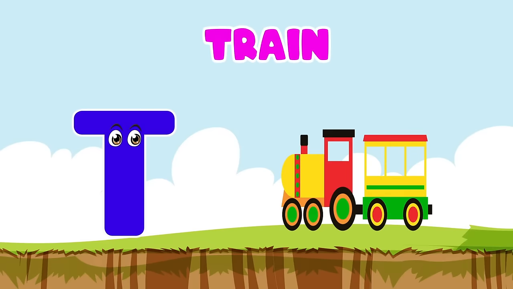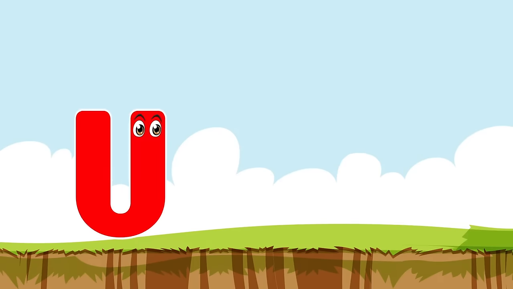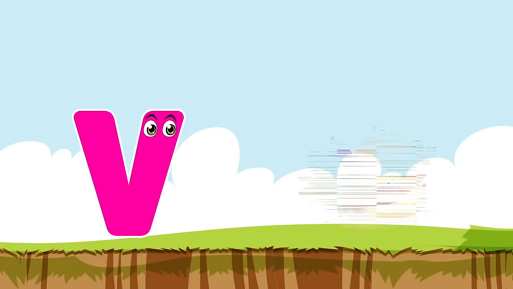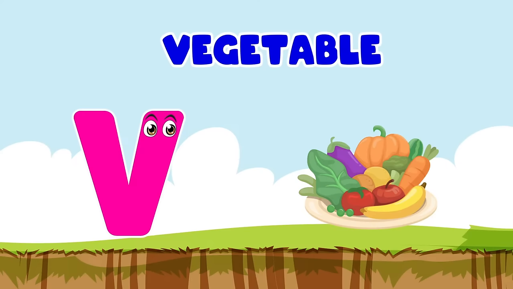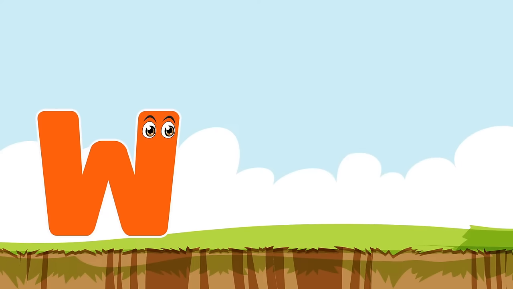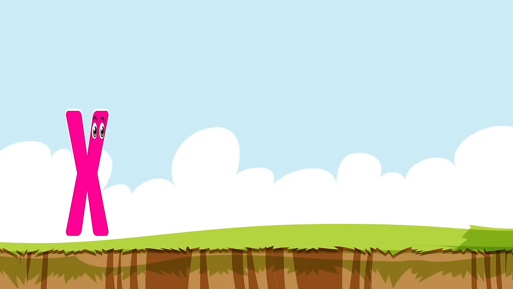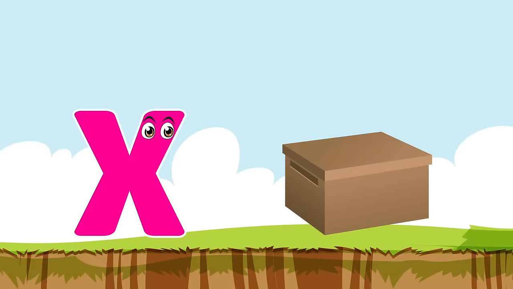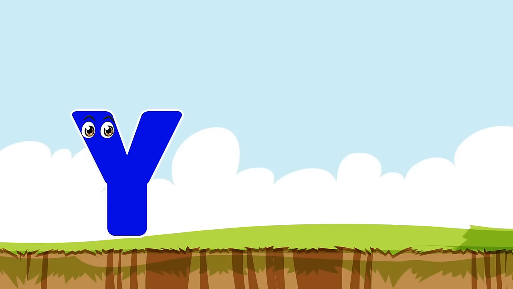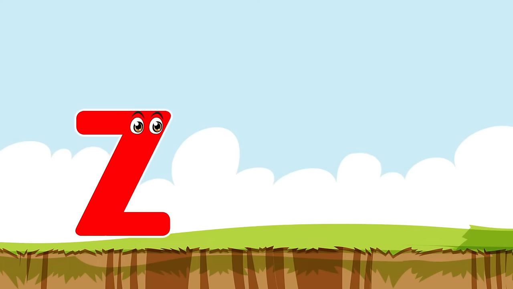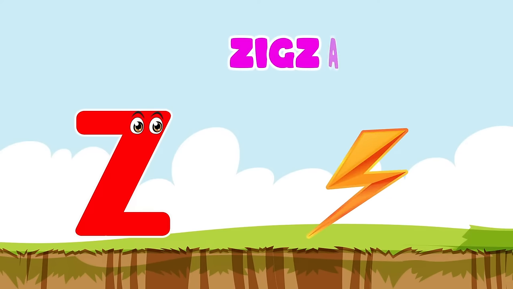T for train. U for up. V for vegetable. W for worm. X for box. Y for yarn. Z for zigzag.